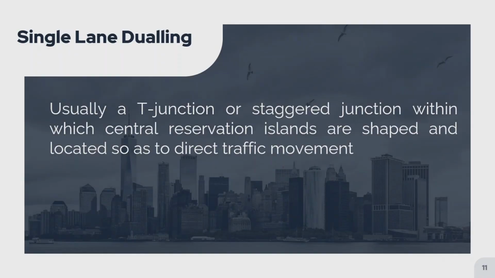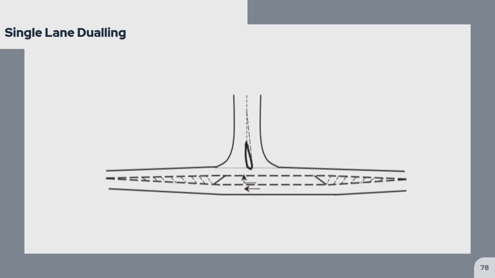Single lane dualling: usually a T-junction or staggered junction within which central reservation islands are shaped and located so as to direct traffic movement. Single lane dualling is somewhat similar to ghost island junctions, but it has central reservation islands to partition the lanes.